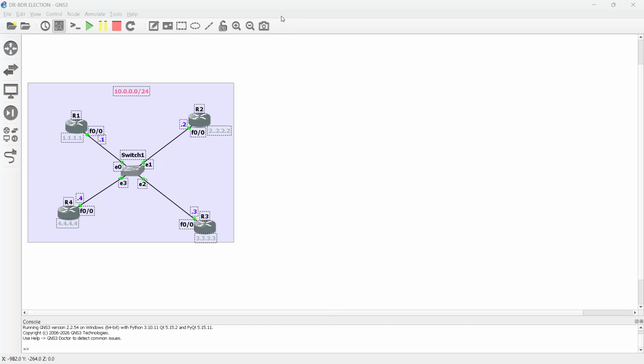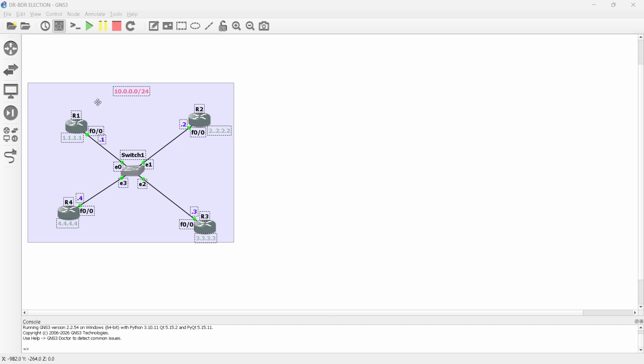Hi everybody, my name is Bhavishya and in this lecture we'll see the lab of DR and BDR selection. We'll see it in different criteria. The very first one is the one from this topology.